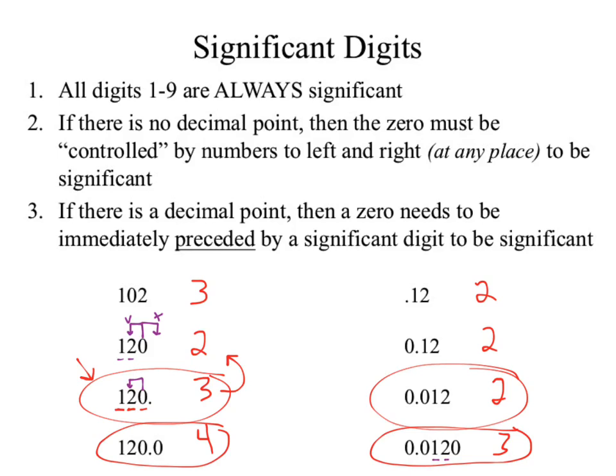For the 0 to be significant, it must be preceded, immediately to the left, by a significant digit. So I'll start at the first 0 and move to the left. What's out there? Nothing. What does that mean? It's not significant. I move to the next 0 and look to the left. What do I have? A 0. Not a significant digit, which means also not significant. I move to the last 0, and move to its immediate left. What do I have? A significant digit, which means that 0 is significant, and I get 3 sig figs.